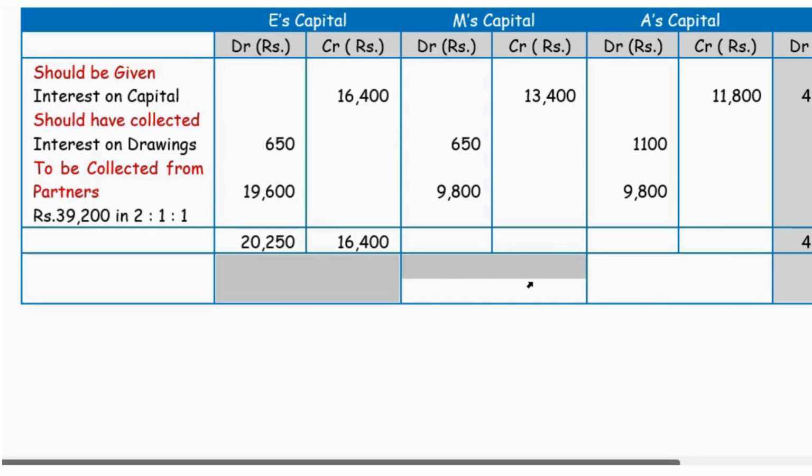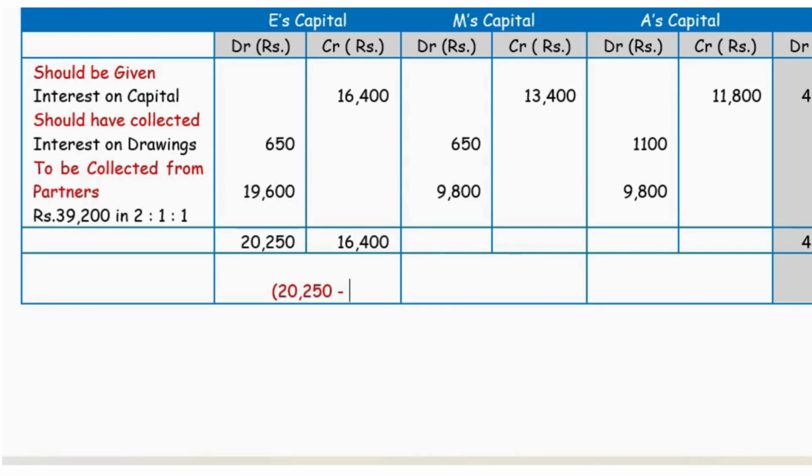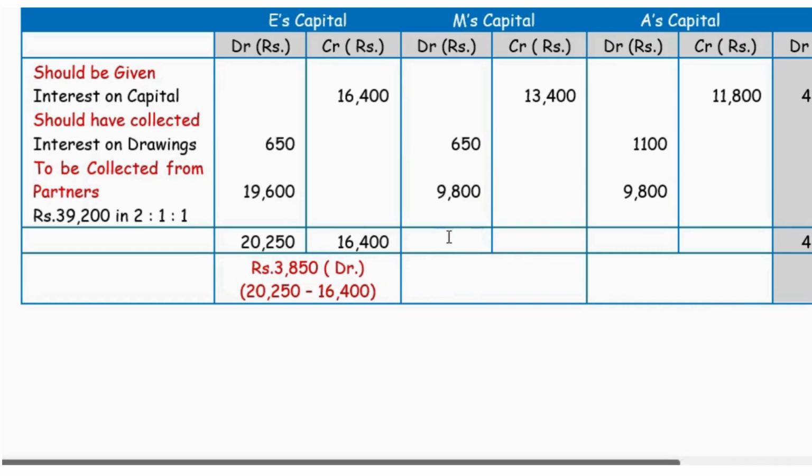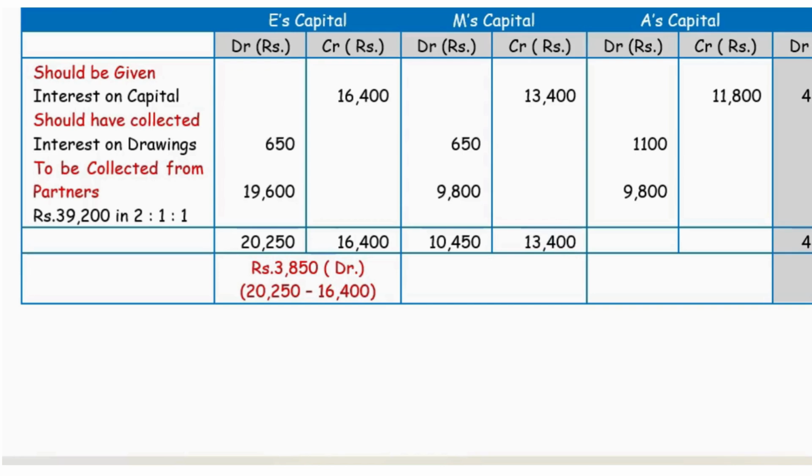So what will be done? He has received excess money than what he is supposed to receive. That means the difference amount, 20,250 minus 16,400, the difference amount of rupees 3,850 is to be debited. He has to return the excess money he has received. In case of partner M, he is to be debited 10,450 and he is to be credited 13,400. That is, this person has to be given 13,400 and he has to return 10,450 to the firm.